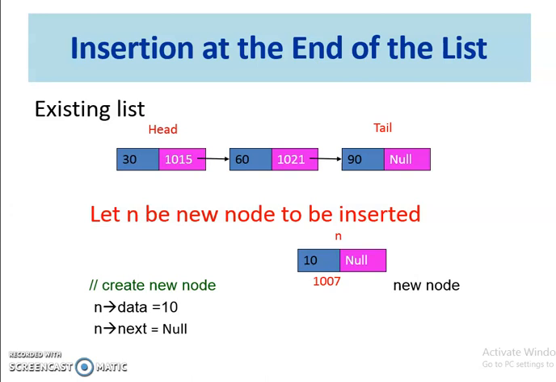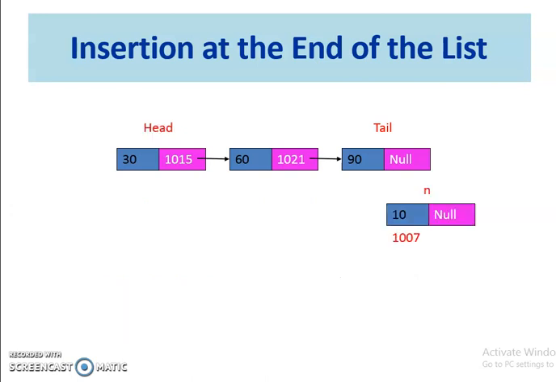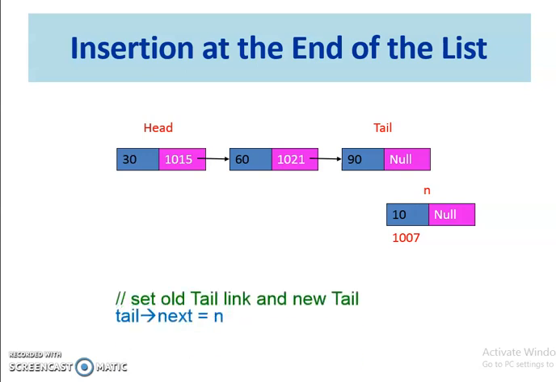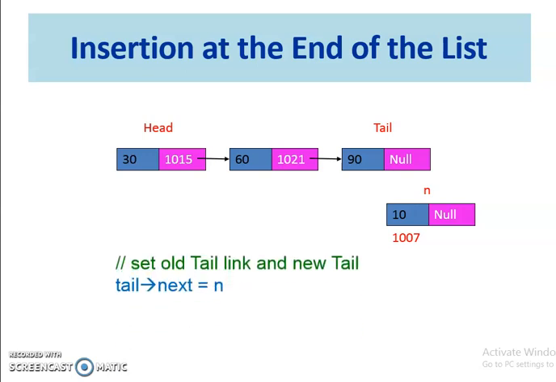Let us see the insertion at the end of the list. Consider the existing list and n be the new node to be inserted. As usual, we will create a new node as the first step. Since the insertion is done at the end of the list, we have to set the tail. So now the tail node will have the link field set to null.